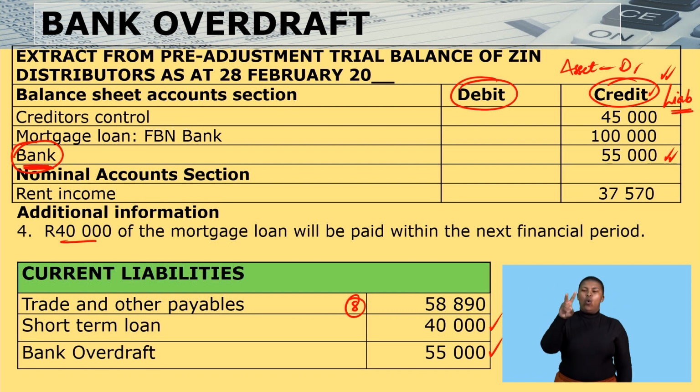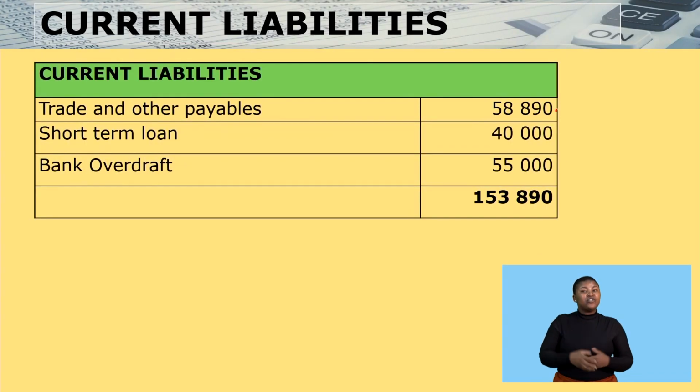Very important, dear learners, that once you see bank on the credit side, you remember that it is a bank overdraft. All right. Now, we're going to get the total of our current liabilities. And remember, we had 58,890 plus the short-term loan of 40,000 plus the bank overdraft of 55,000. It gives us the total of 153,890. That becomes your current liabilities. Where do we take that? Statement of financial position. All right? Dear learners, it is very important, once more, that you continuously practice on such calculations.